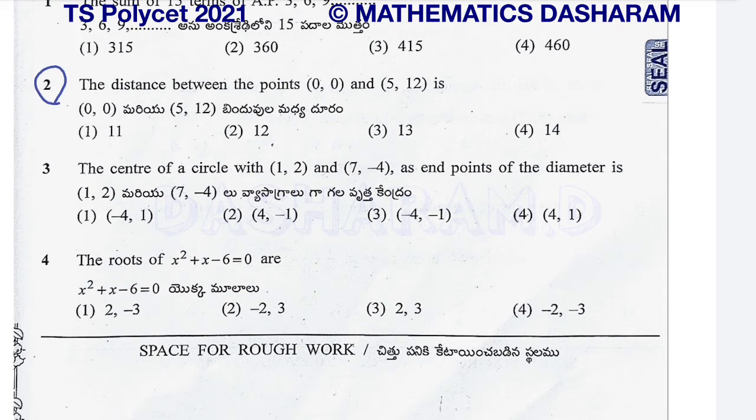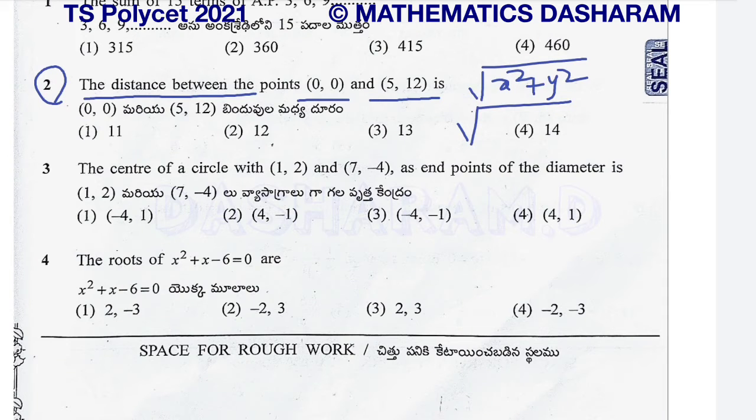Next, second question, the distance between the points 0, 0 and 5, 12 is. So it is the distance from the origin to 5, 12. We have a direct formula, that is the square root of x square plus y square. Otherwise you can use the square root of (x1 minus x2) whole square plus (y1 minus y2) whole square. So you can use any one formula.